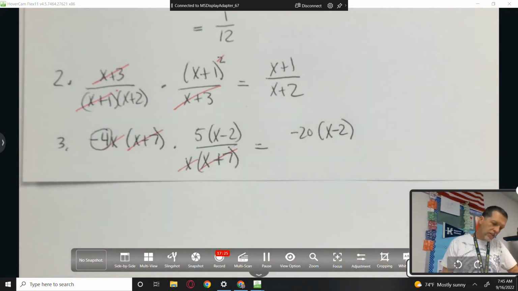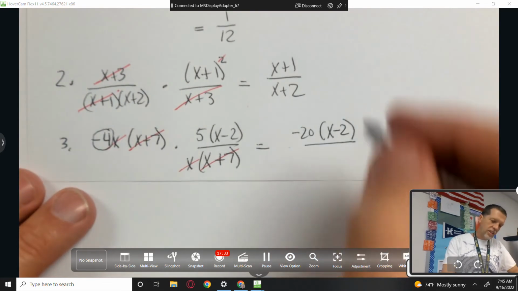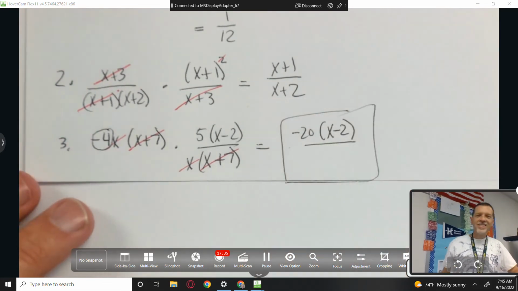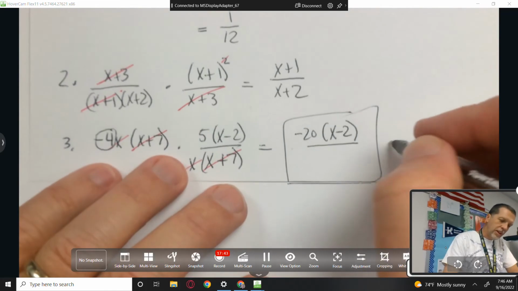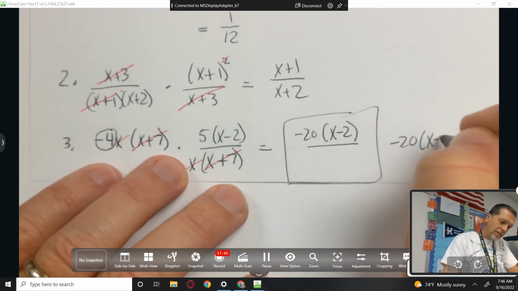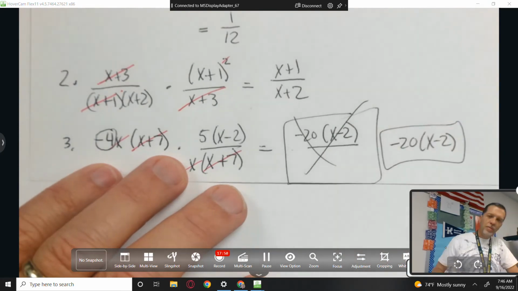And then what's left in the denominator? Nothing. So here's one of my favorite answers. Box that up. I know the denominator went away, but that's not usually how we would write that. If you don't have a denominator, then you don't need a denominator. Don't write it like that. Just simplify it.